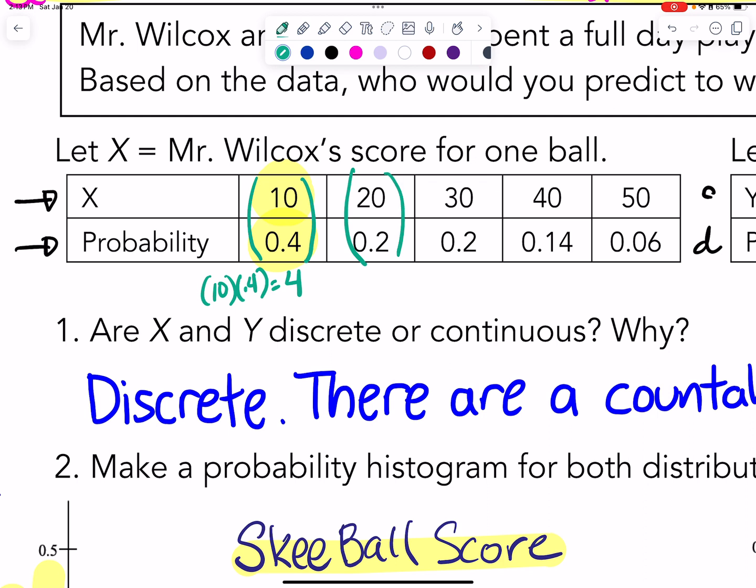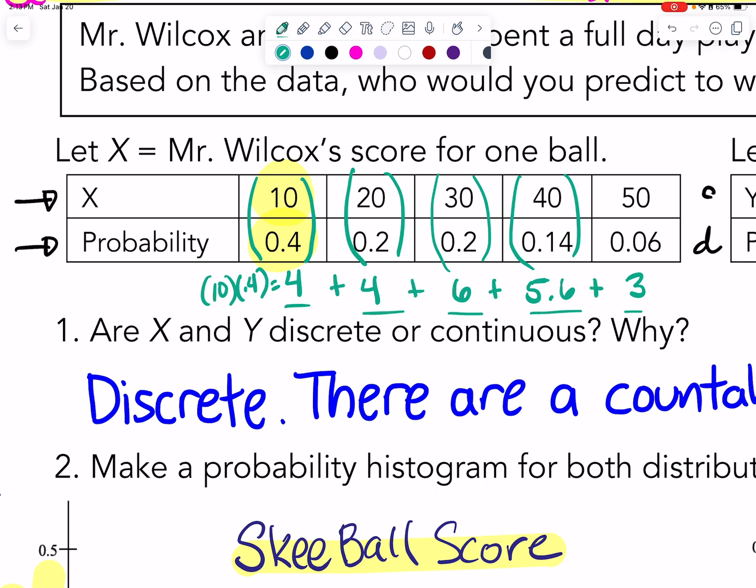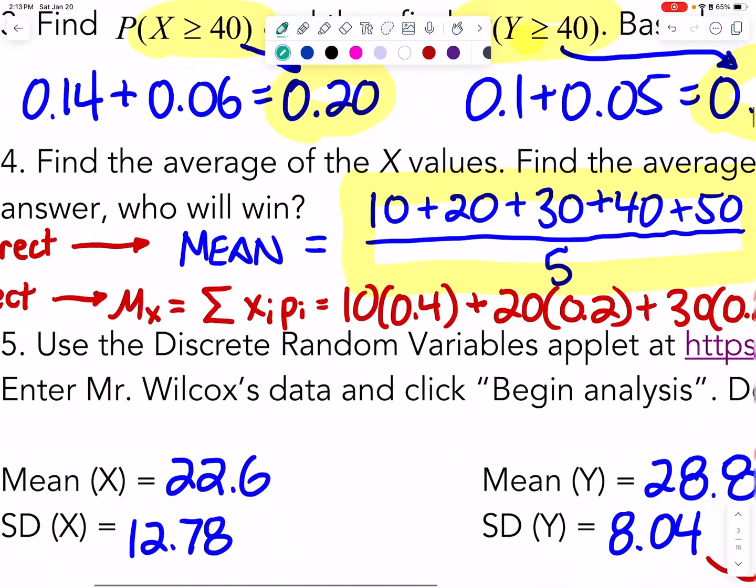20% of the time I plan on getting a 20, and so that's 20% times 20, and that's also 4. 30 times 20% is 6 points. So this is the average number of points I'm going to get from each slot. And then 40 times 14%, and that's 5.6 points. And then 50 times 0.06, and that's 3 points. So if I add all of these up, this here is actually going to be my average score, and that's what I'm doing down here.